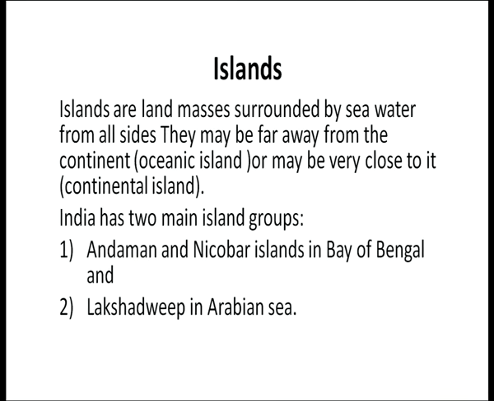Islands are also one type of ecosystem. They are land masses surrounded by seawater from all sides. They may be far from the continents, called oceanic islands, or they may be close to the mainland and they are called continental islands. The two continental islands of India are Andaman and Nicobar in the Bay of Bengal, and Lakshadweep in the Arabian Sea.